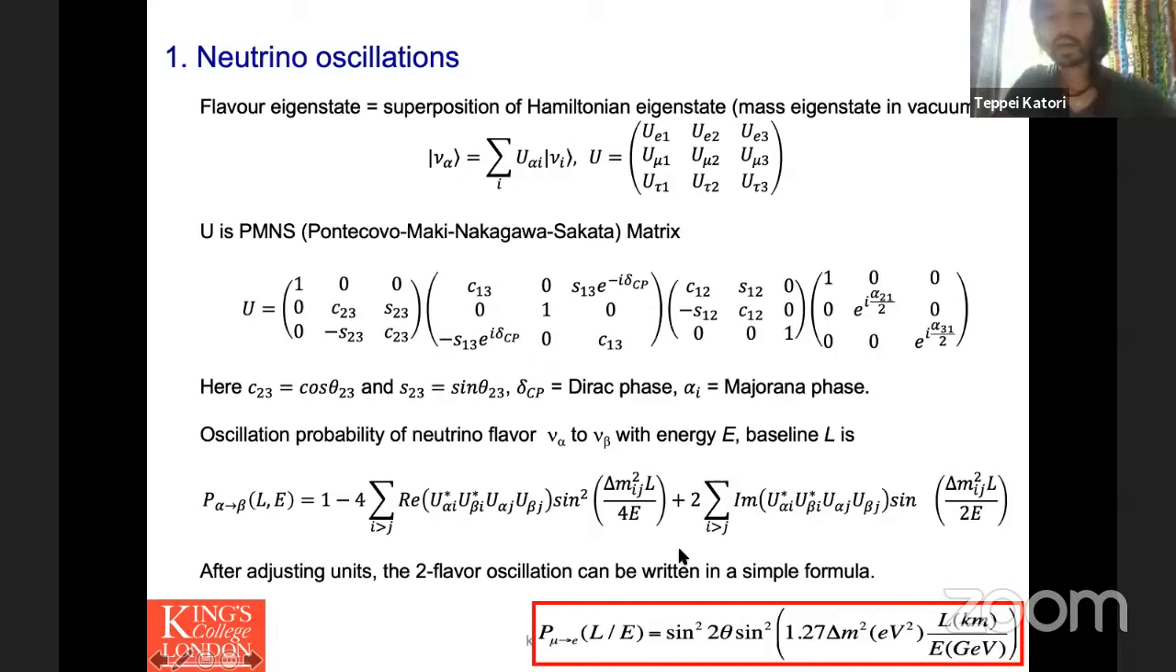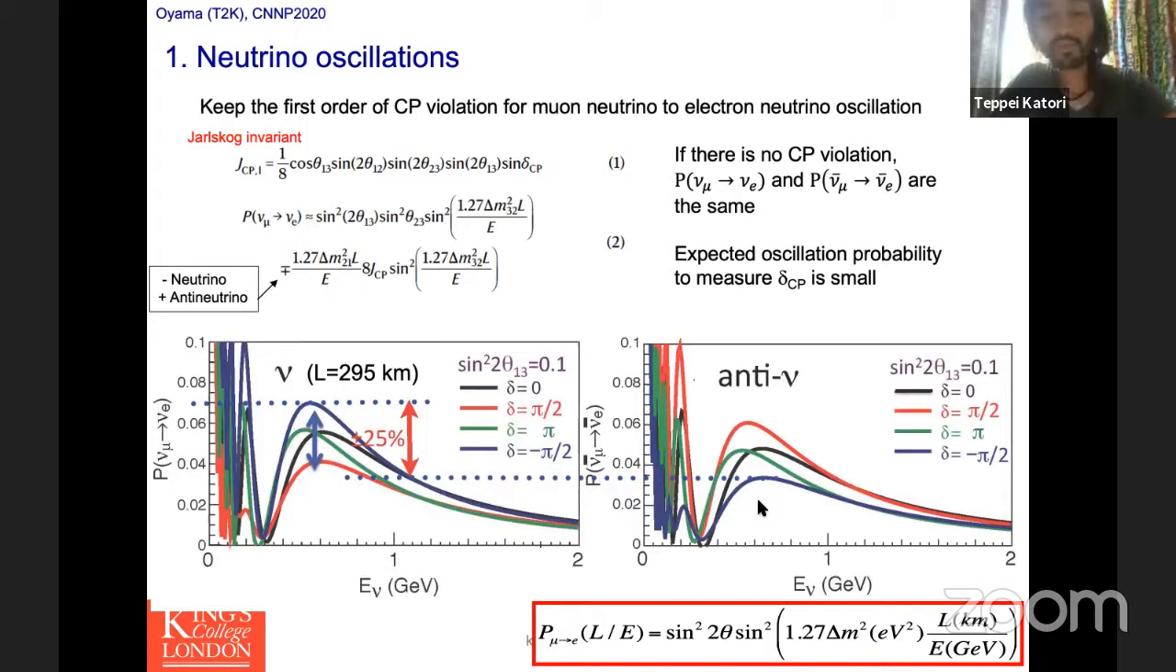By the way, I also talk a lot about the two-flavor oscillation formula, which is simple and not enough to describe delta CP, but it gives a lot of insight into how to design an oscillation experiment. So that's how the two-neutrino oscillation formula looks like, including the mass and the angle. The formula we focus on is the first order of delta CP.